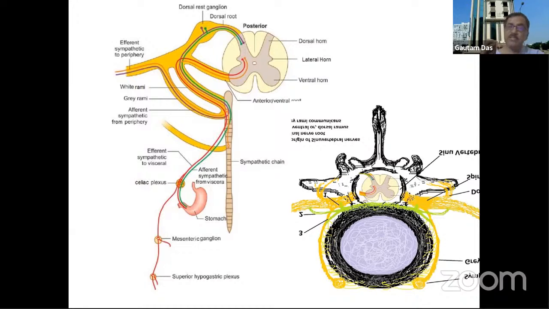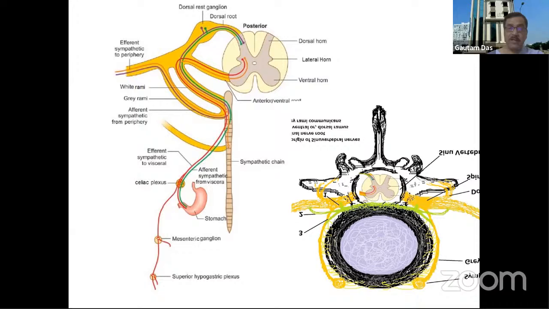Either some of the fibers end there, some of the fibers go up, some of the fibers go down, at each level. Now the question is why do they need to go up or down? Why are they not like the other somatic nerve root, which is segmental, which is dermatomal? Here, the sympathetic fibers are called non-segmental, non-dermatomal, because the first order neurons do not necessarily end at the same level. They can go up.